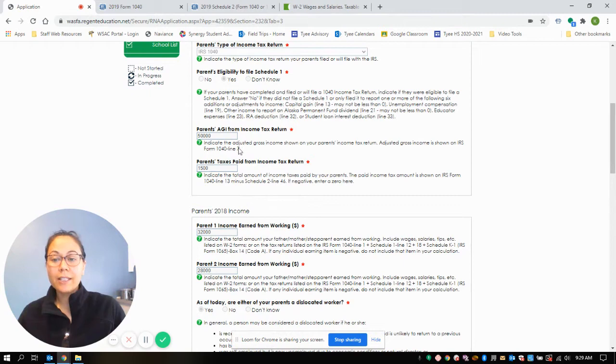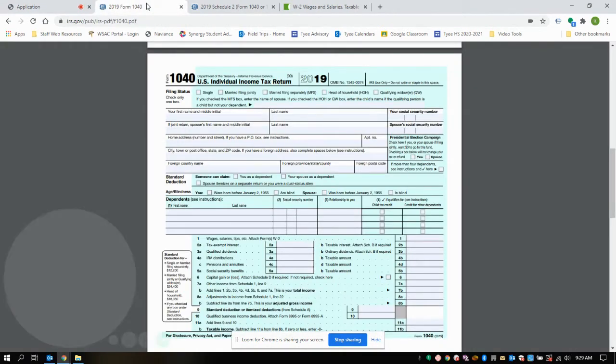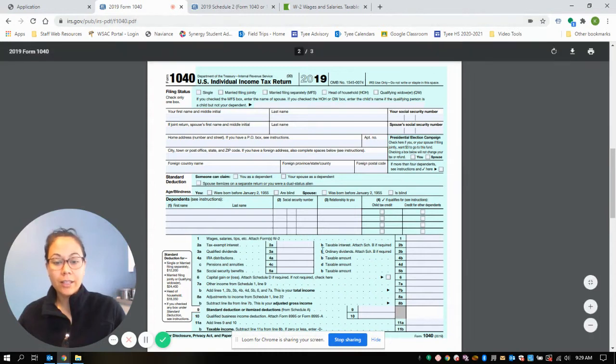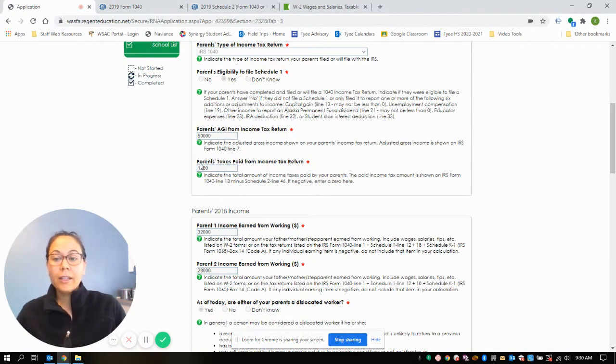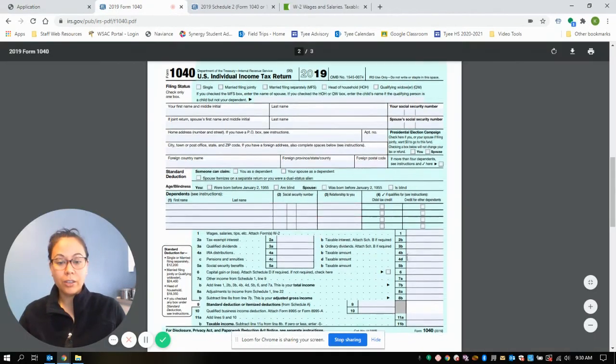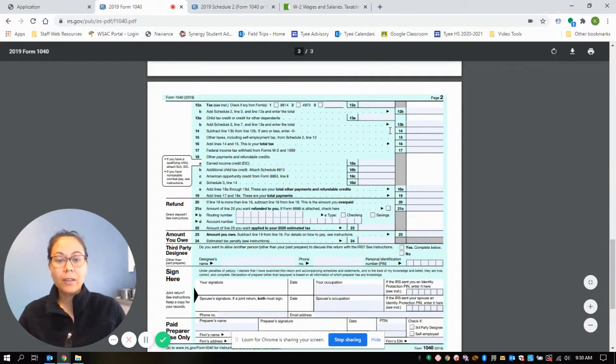So the next question is asking about your parents' adjusted gross income. On the 1040, you're going to look to line 7. So it's on the first page of the 1040. That's like your total income. And then parents' taxes paid from income tax return. This is going to be on the IRS 1040. You're going to look on the second page, line 13.